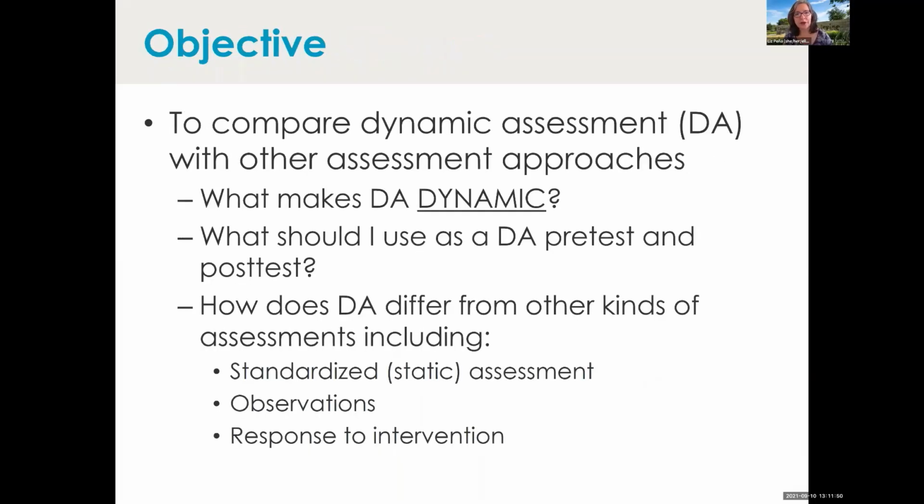So today we're going to talk about how we compare dynamic assessment to other assessment approaches. We're going to talk about what makes dynamic assessment dynamic and what we should use as the dynamic assessment pre-test and post-test. Also, we're going to consider how dynamic assessment differs from assessments including standardized assessment, observations, and response to intervention. Some overlap, but there are some differences as well.